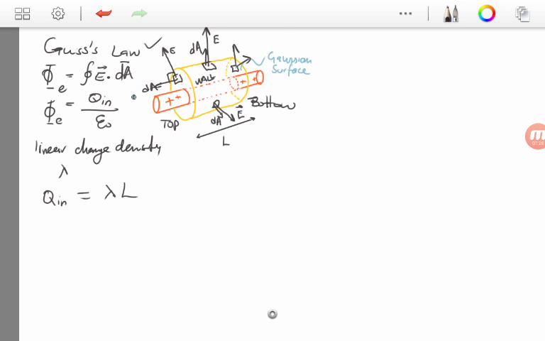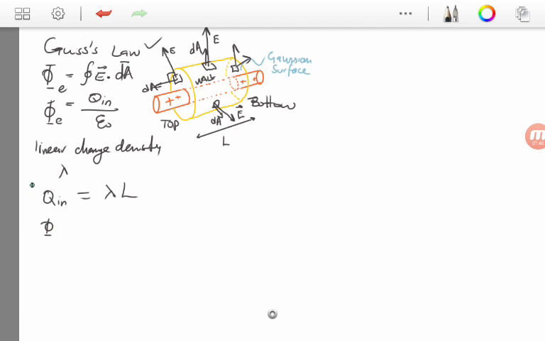So we can see that the net flux at the top will be equal to 0, and the flux at the bottom will also be equal to 0. So in reality, what contributes to the net flux will be the wall, what is wrapping around. So let's write something down.